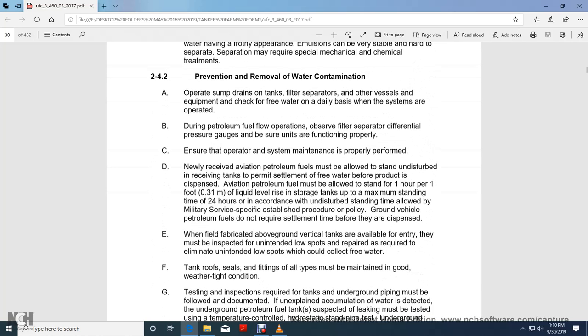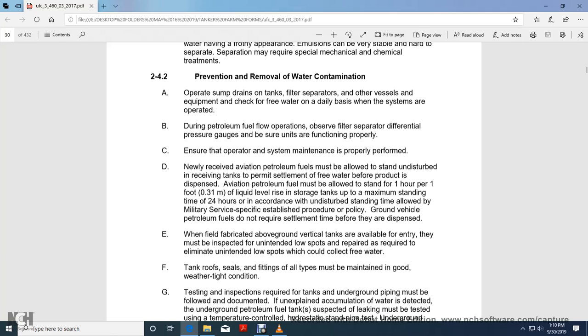2.4.2 Prevention and removal of water contamination. A. Operate the drains of the tanks, filter separators, and other vessel equipment. Check for free water on a daily basis when the systems are operated during petroleum fuel flow operations. Observe the filter separator differential pressure gauge. Be sure that the units are functioning properly. Ensure that the operator's system maintenance is properly performed.